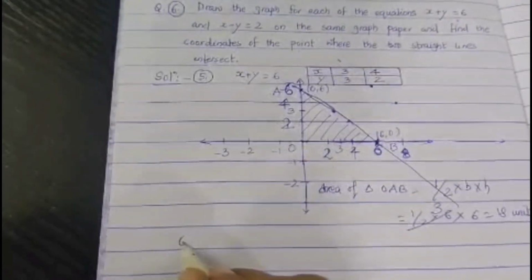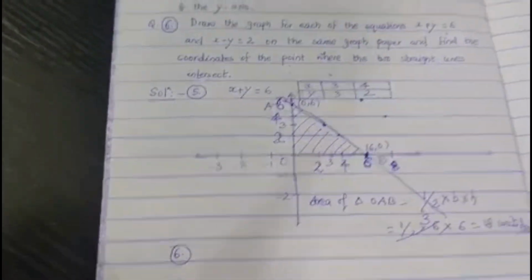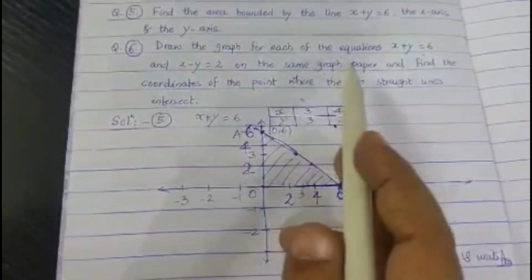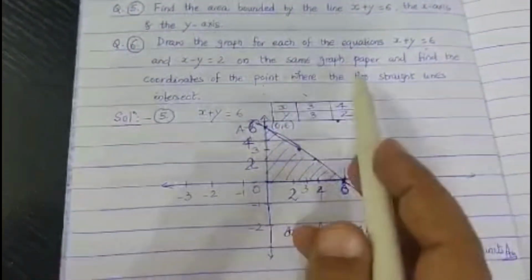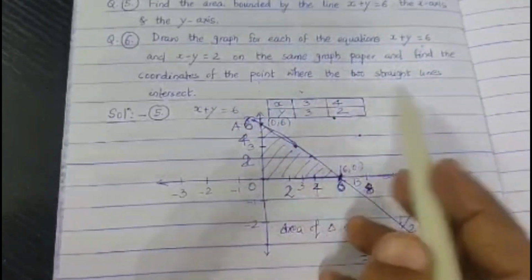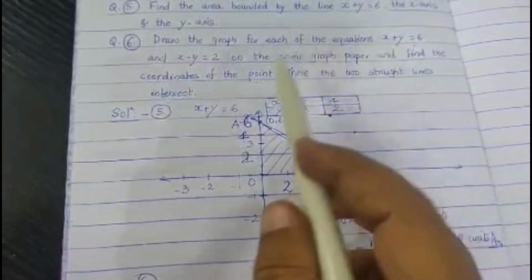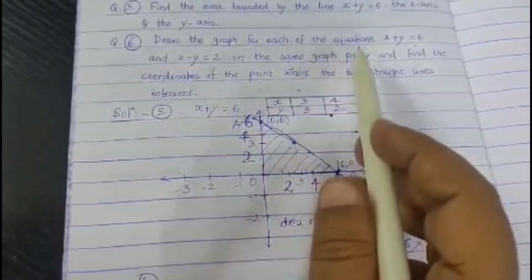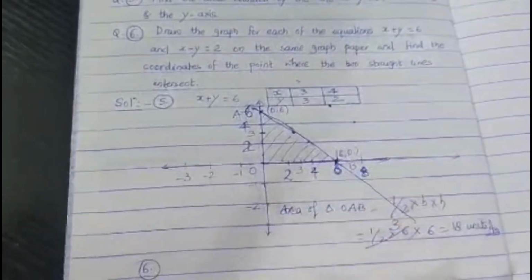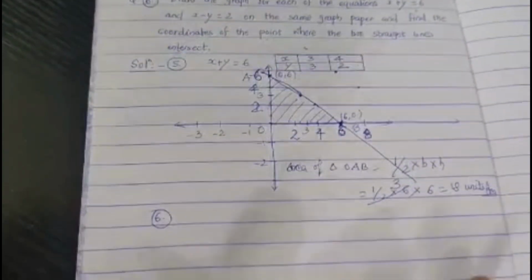So now let's solve question number 6. Question 6. Draw the graph for each of the equations on the same graph paper and find the coordinates of the point where the two straight lines intersect. Okay, no problem. So we will draw the two graphs. These two equations we have been given. We will draw the two graphs on the same paper. x plus y equal to 6 and x minus y equal to 2.